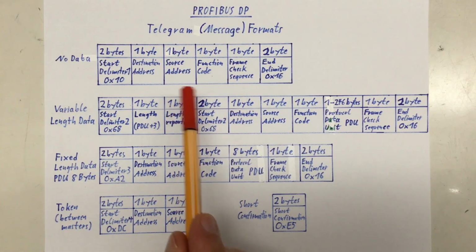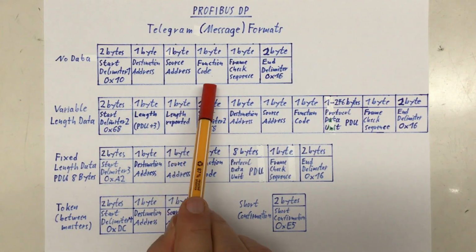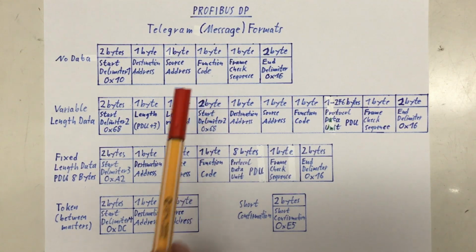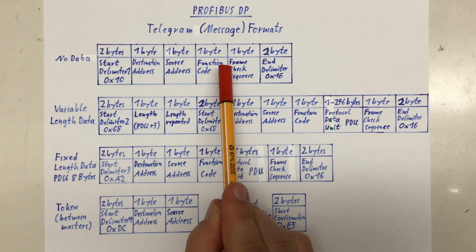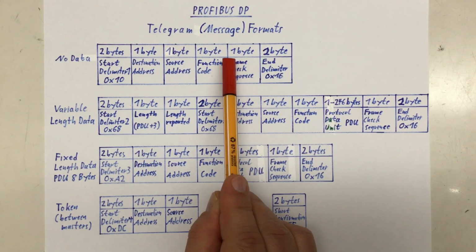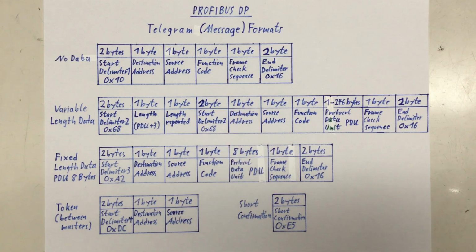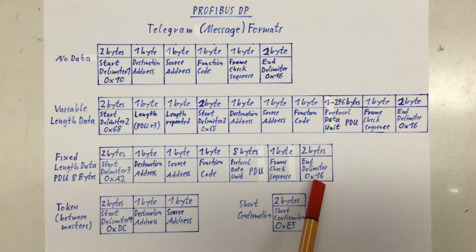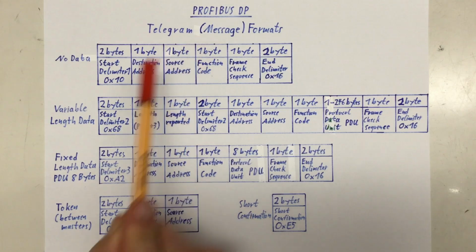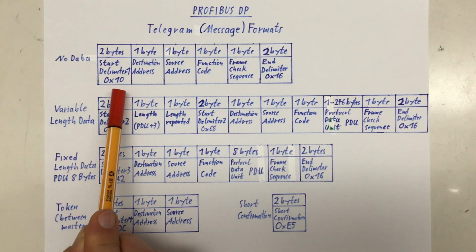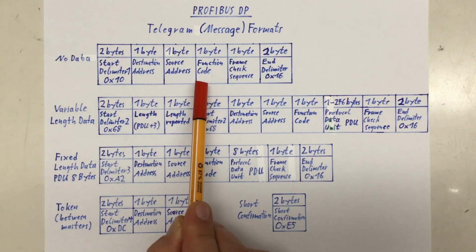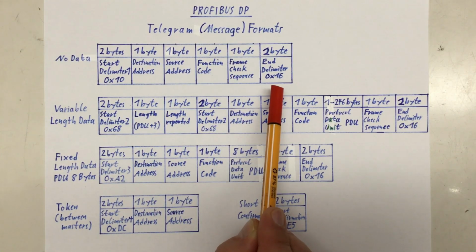The function codes have nothing to do with the application. They are bit fields with 8 flags which contain information used by the protocol itself. The frame check sequence is really just a 1-byte checksum for the telegram. And the end delimiter has a fixed value of hexadecimal 16 for all messages that are using it. The no data telegram has a start delimiter with a value hexadecimal 10 followed by a destination address, a source address, a function code, a frame check sequence, and the end delimiter.